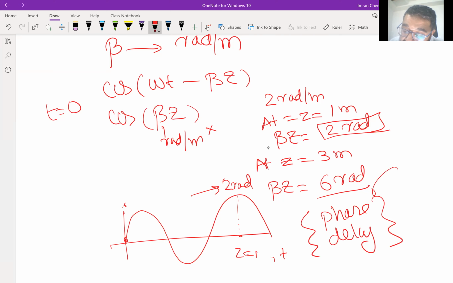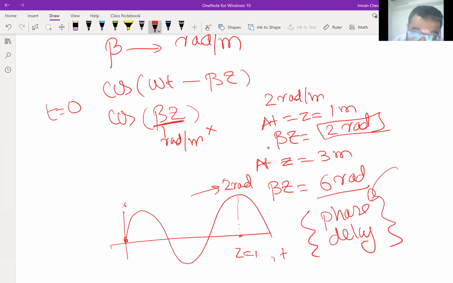And when we talk about phase, we are specifically talking here about sinusoids. So these are very fundamental concepts. Can you please repeat this last concept? So regarding beta. Okay. If you put up some numbers here, let's say beta is 2 radians per meter and z is 1 meter.